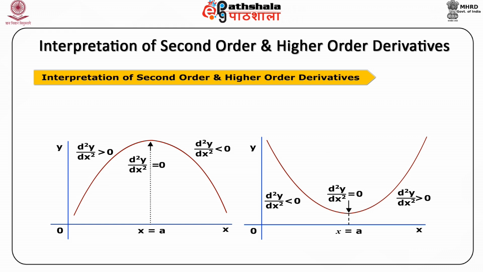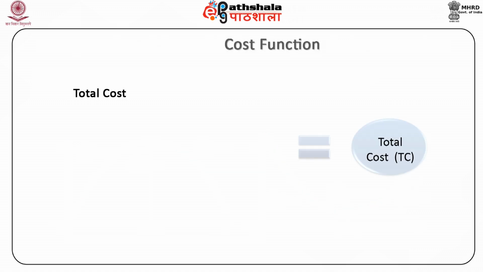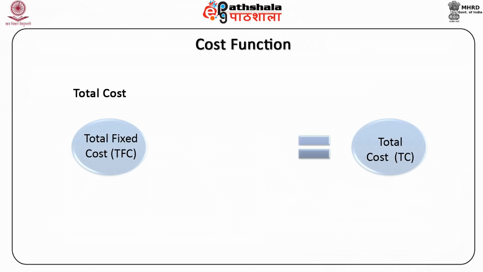When the second derivative is greater than 0 over a domain or its subset, the curve is strictly convex from below, and when it is less than 0, the curve is strictly concave from below. If it is greater than or equal to, or less than or equal to 0, then the function is said to be weakly convex or concave. Total cost is a sum of total fixed cost and total variable cost.